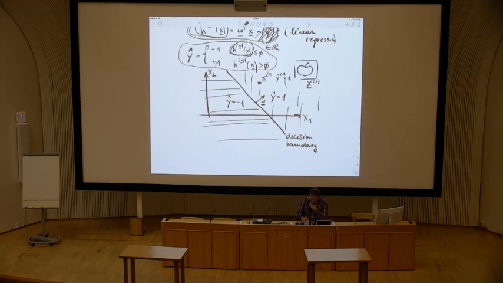What I have shown here is the representation of the effect of this classifier in the feature space. So this plane which I used here represents the feature space, all possible feature vectors.